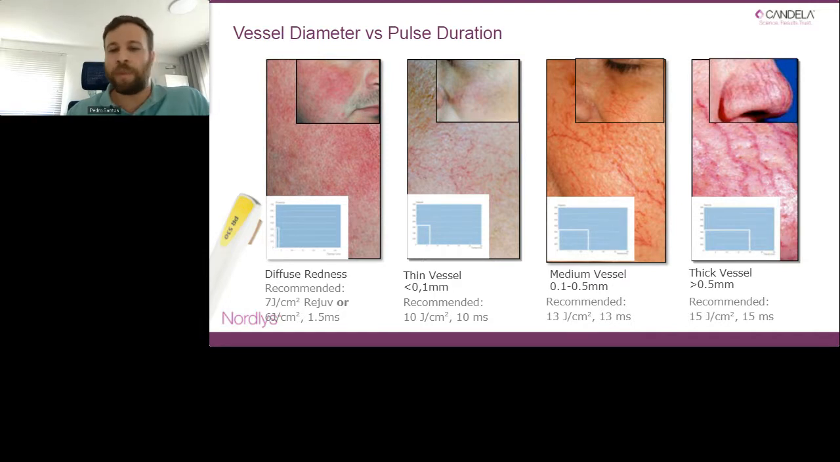For a medium thickness vessel, that is a vessel that has a diameter between 0.1 to 0.5 millimeters, a square pulse of 13, and if we have a thicker vessel that is more than 0.5 millimeters of diameter, we use a 15 square pulse.